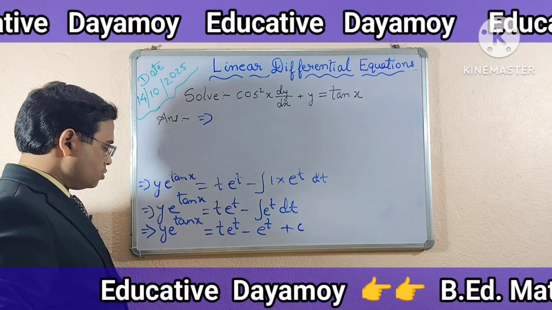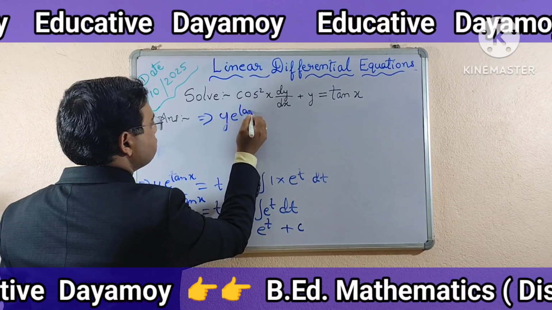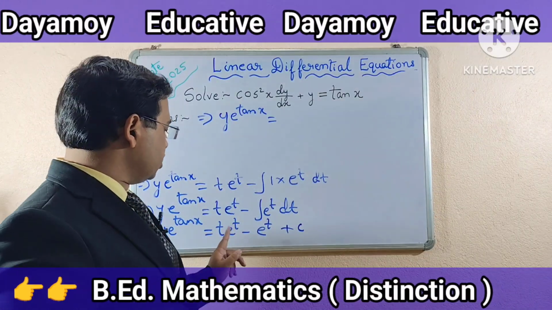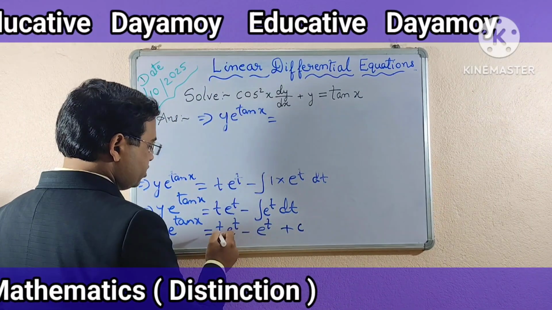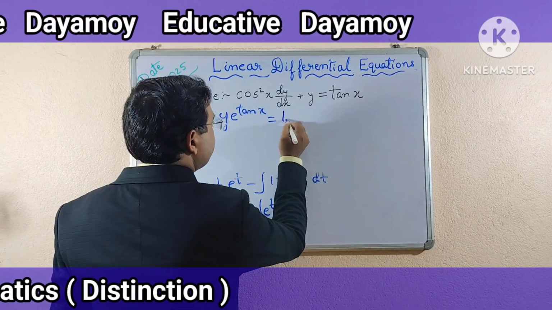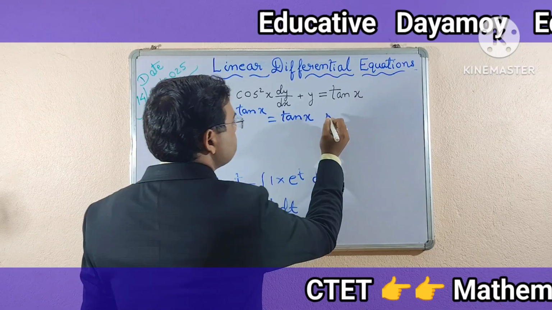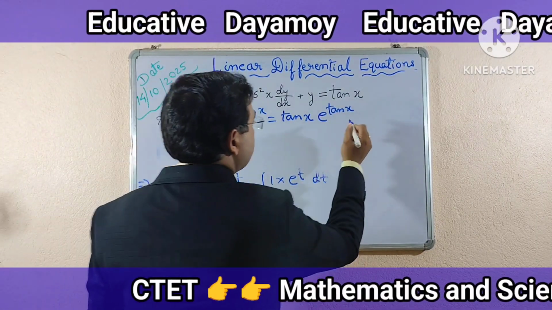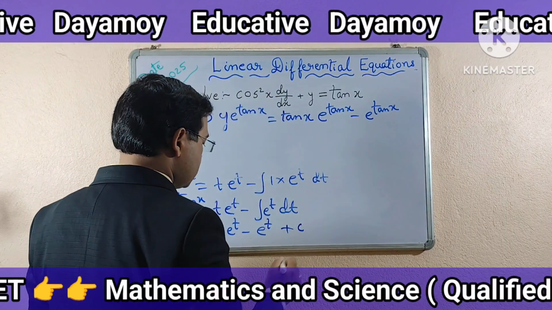Now what I will write here: y e to the power tan x equals t e to the power t. What I have taken as t, tan x I have taken as t. So I will write here in place of t, tan x. After that, e to the power tan x, e to the power tan x. After that, minus e to the power tan x, plus c.